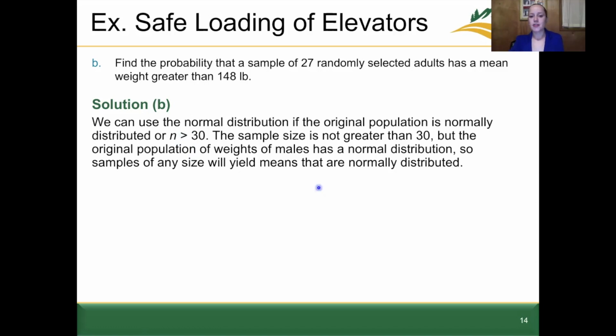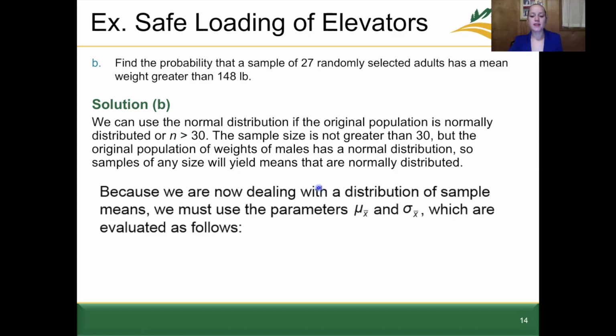So let's figure out our notation here. Because we're now dealing with the distribution of sample means, we must follow these parameters. We need to assign a mu sub x bar and a standard deviation sub x bar. Now for this terminology of a distribution of sample means, 27 would be our randomly selected adults. That distribution of those 27 randomly selected adults, that's what we're talking about.